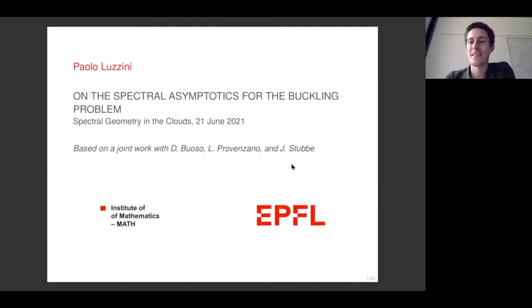Thank you very much for the introduction and for this kind of hospitality in your seminar. So as Jean said, today we talk about the spectral asymptotics for the buckling problem. And let me mention from the beginning that it is mostly based on a joint work with Davide Buoso from the University of Eastern Piedmont, Luigi Provenzano from La Sapienza University of Rome, and Joachim Stubbe from the EPFL of Lausanne.